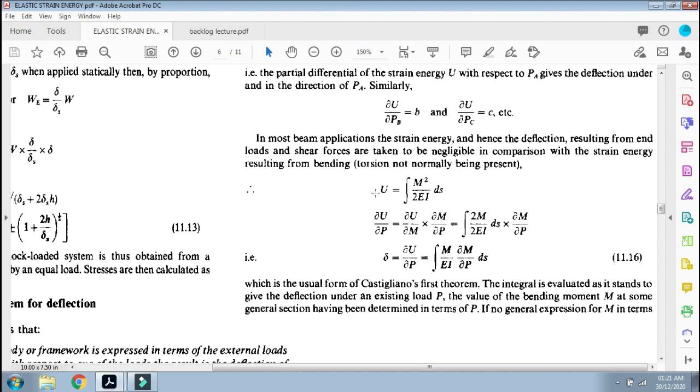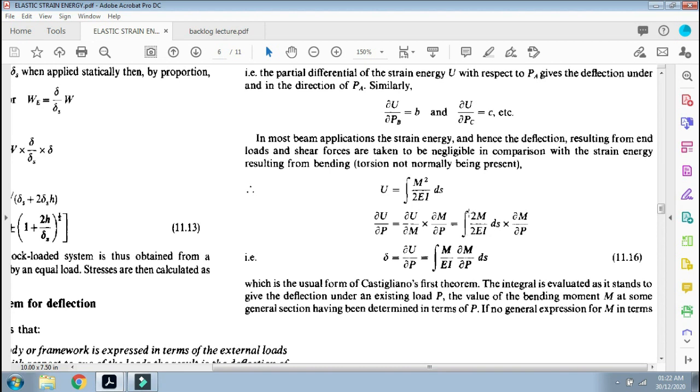But if you differentiate this U with respect to any force P, ∂U/∂P, we can write it as ∂U/∂M into ∂M/∂P. So now U differentiated with respect to M gives M² upon 2EI ds, into ∂M/∂P. After differentiation, it comes out to be 2M over 2EI ds into ∂M/∂P.